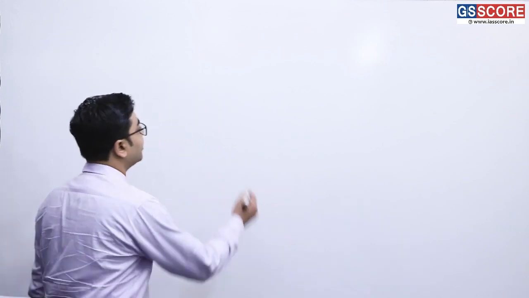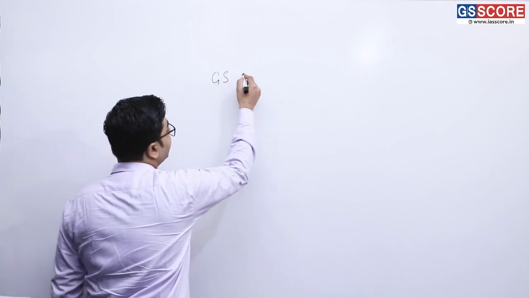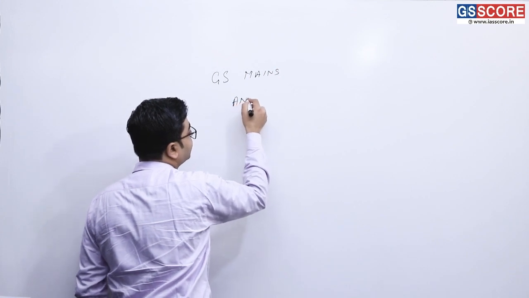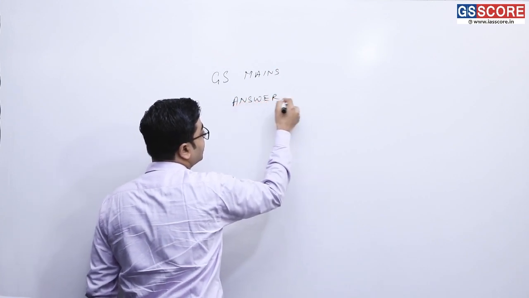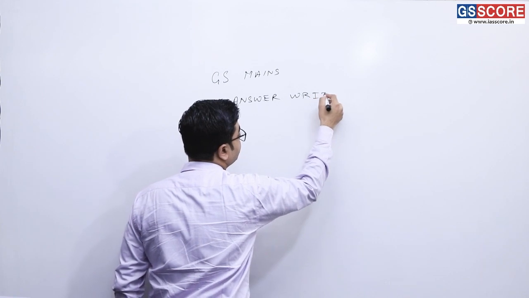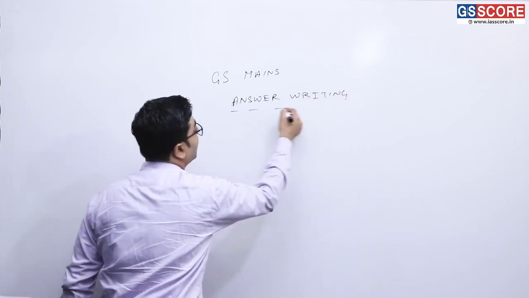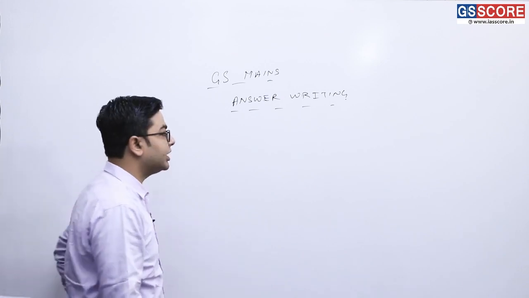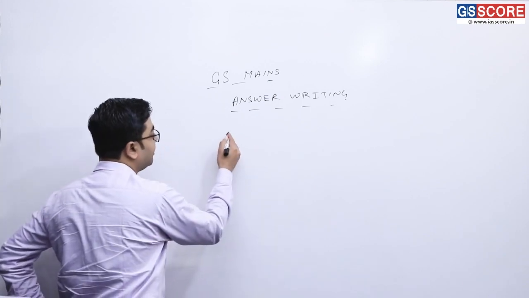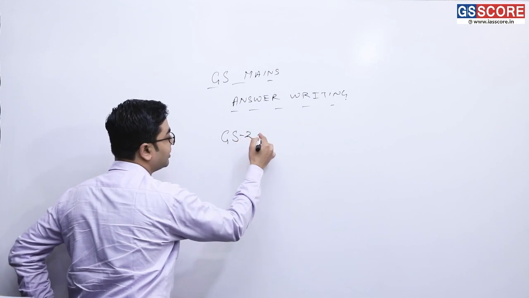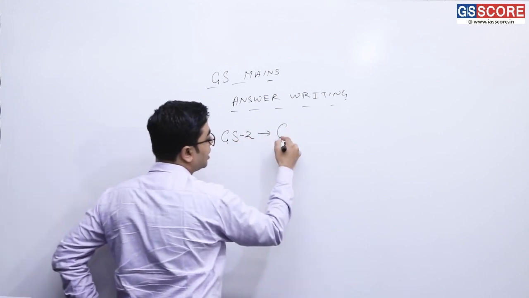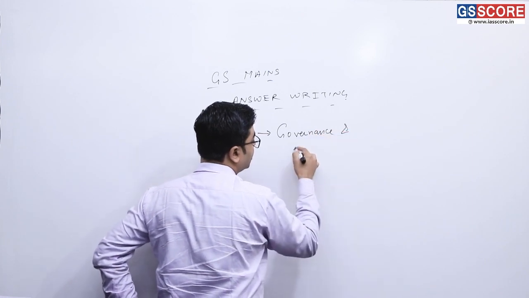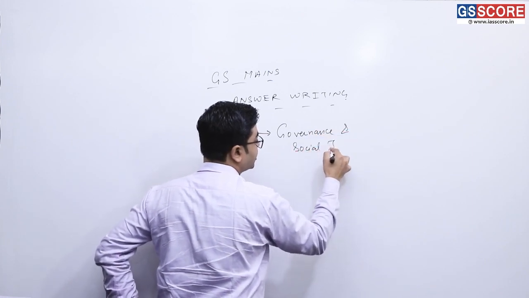Today we are here as part of our GS Mains Answer Writing Initiative. And as part of this initiative, we are going to take up an important section of GS Paper 2, that is Governance and Social Justice.